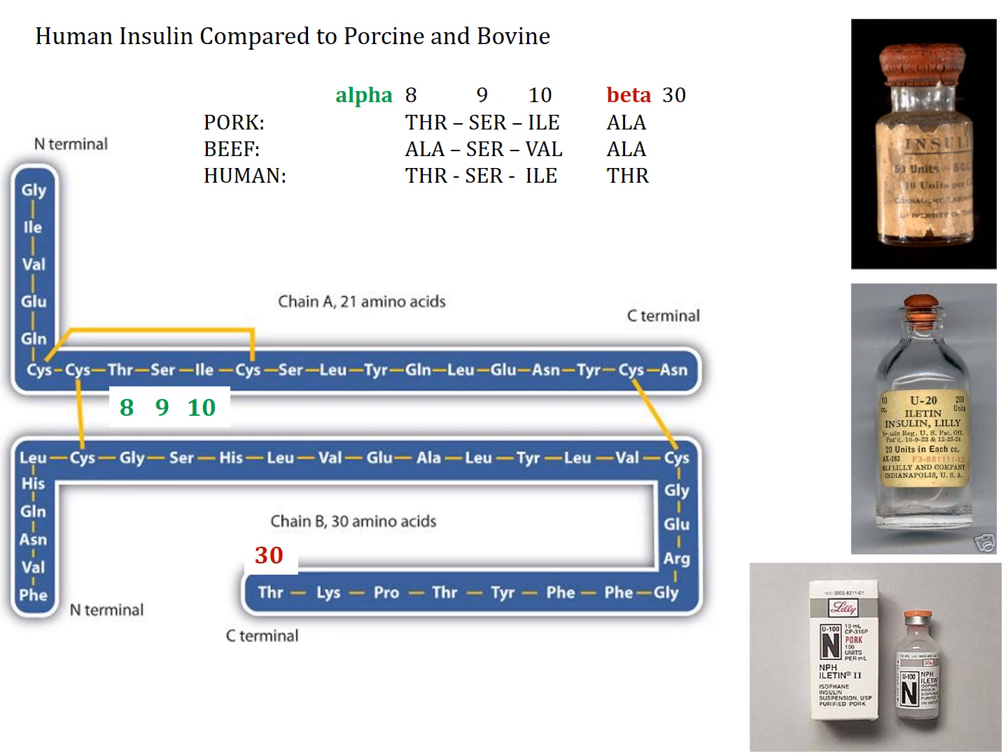Now, there is some variation, so it was recognized as a foreign protein. So what eventually happened to individuals who were injecting beef and cow insulin? Yeah, they would develop antibodies against it. So at a point in their life, they would become resistant to the animal insulin due to the development of antibodies.